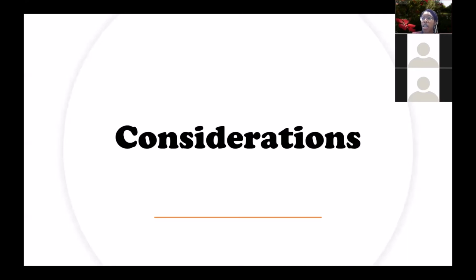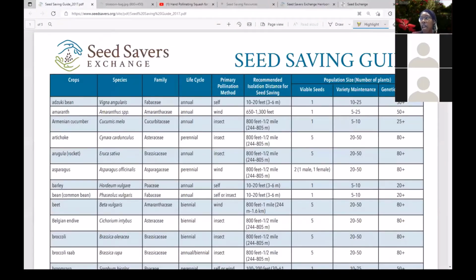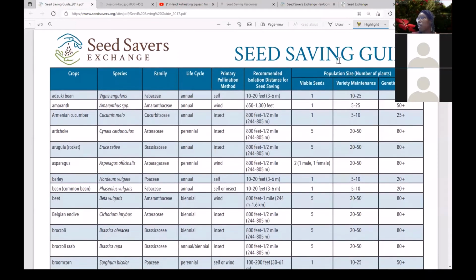So just to put all those considerations into the same place, the Seed Savers Exchange has a seed saving guide that is really helpful when you're deciding how to plant your garden and whether you even want to save seeds. It will have the list of crops at the top. It'll give you the species name, the family. It'll tell you the life cycle, so whether it's an annual, a perennial, biennial, and its pollination methods, so whether it's self-pollinated, insect-pollinated, or wind-pollinated.